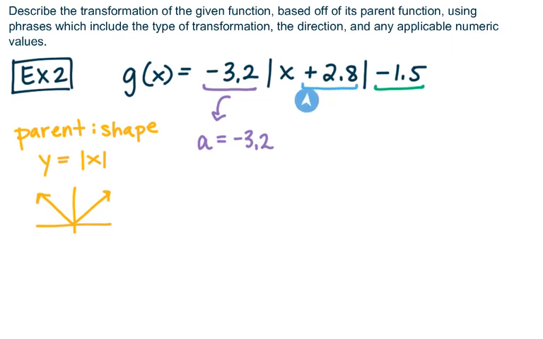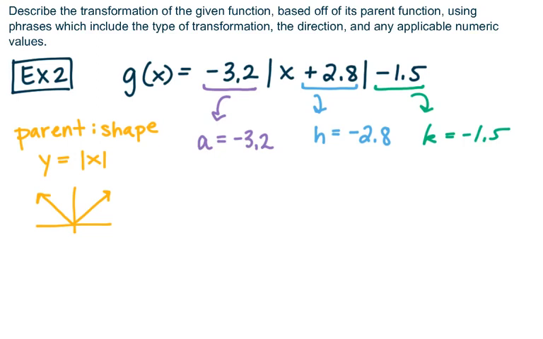2.8, that is added and it's on the inside. Inside lets us know it's horizontal. Adding lets us know it is a shift. H in this situation is the opposite. Horizontal is always the opposite. So h is negative 2.8. And then minus 1.5. That is an addition or subtraction in this situation. So adding and subtracting is a shift, and on the outside, it's a vertical shift. We'll say k is negative 1.5.